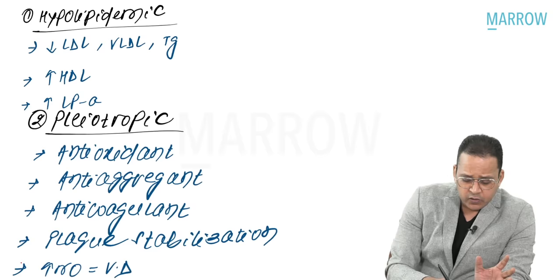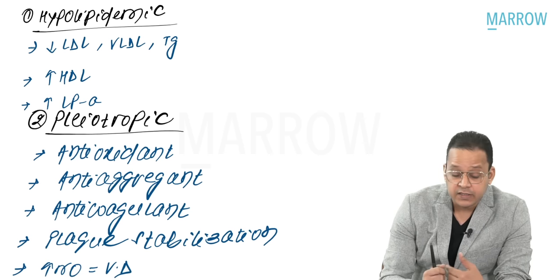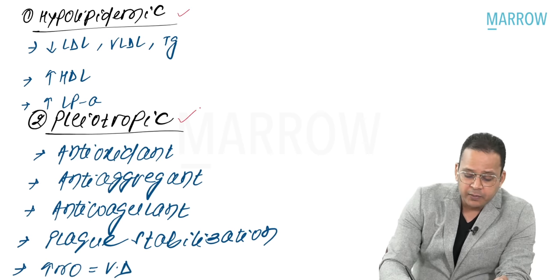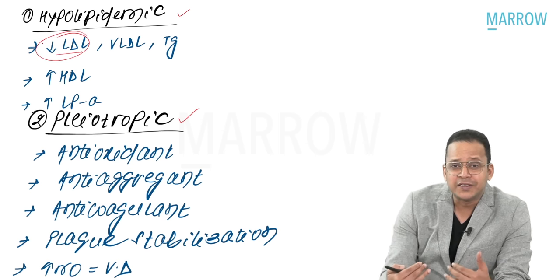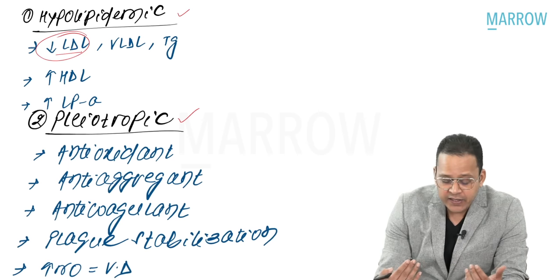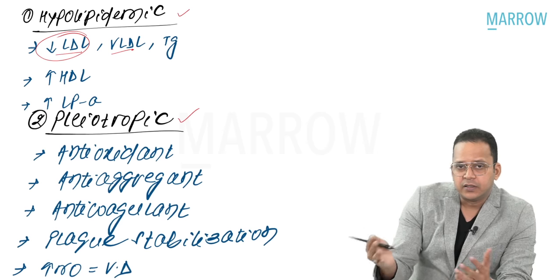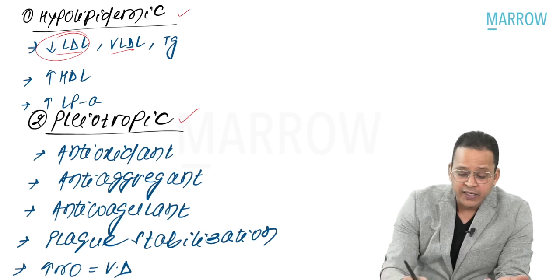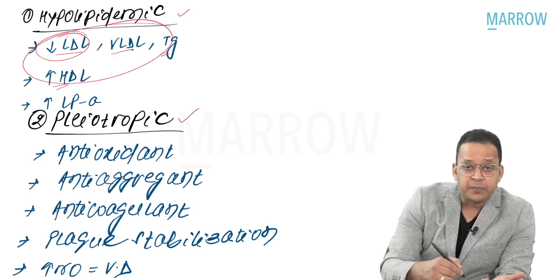So see, regarding option A, let me tell you something about the statins. Now statins usually have two kinds of effect, hypolipidemic and pleiotropic. Hypolipidemic effects, and remember, a decrease in LDL is the main effect, the main reason why we use statins, right? The other effects which can be seen apart from a decrease in LDL are a decrease in VLDL and triglycerides as well. Plus, it increases HDL. So these are hypolipidemic effects.